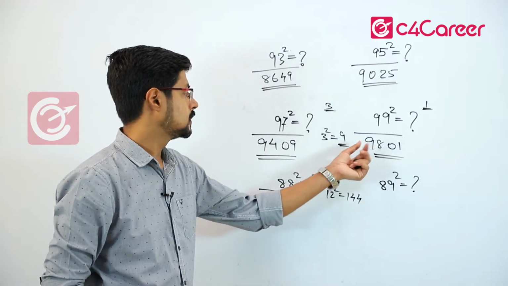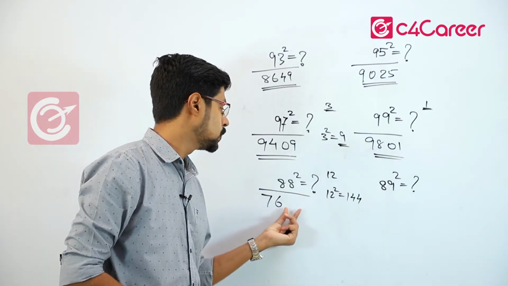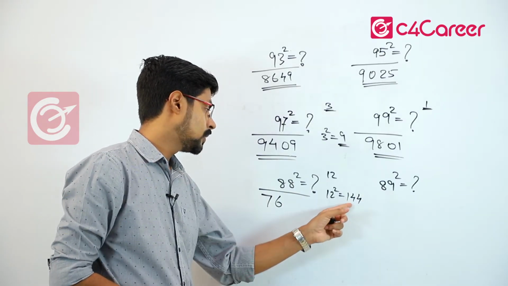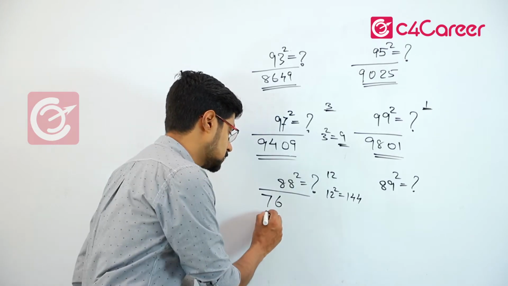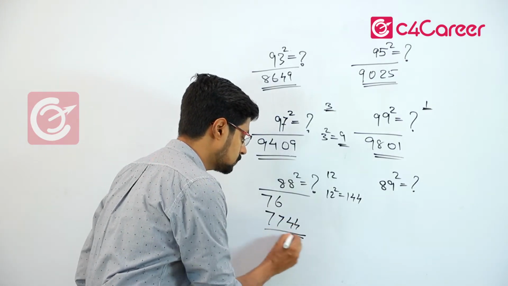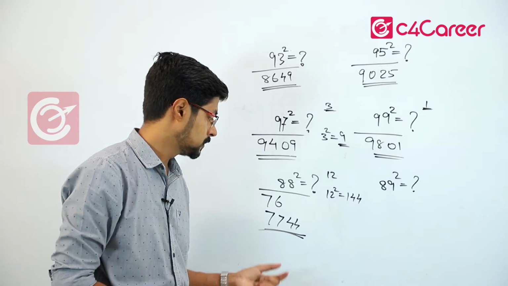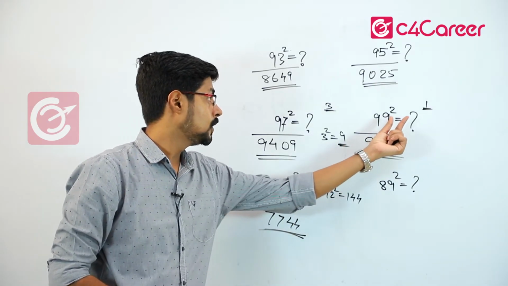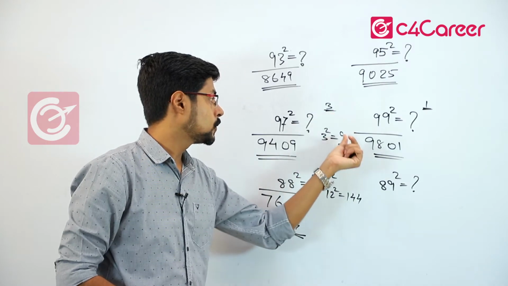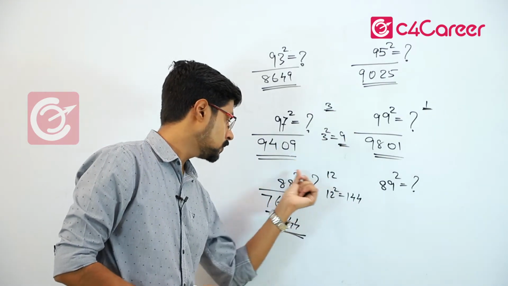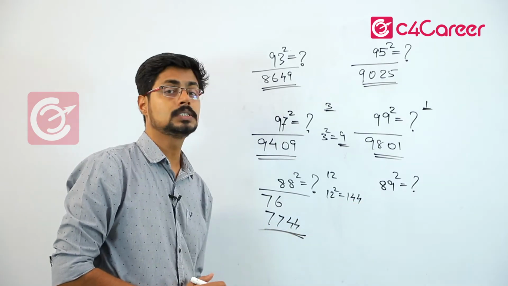Again the same thing. The second part can always have only 2 digits. So I have 44. 1 will go as a carry. So this 76 is going to become 77. 44 I can write here. 7744. I hope this is clear to you. Here we had only single digit in the square. So we put 09. Here we have 3 digits in the square. So 1 goes as a carry and we are writing 2 digits here.